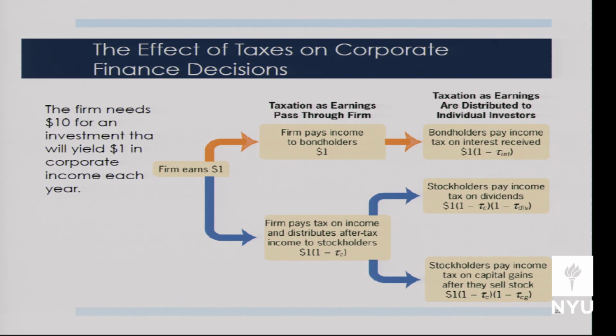What about equity? So the firm gets $1 in return from this investment. But if it was equity financed, dividends and capital gains and all that are not tax deductible for the firm. They have to pay corporate income taxes on that $1. So the firm is going to pay tau sub C, the corporate tax rate, on that $1. The corporate tax rate, let's say, is 35%. So the corporation is going to pay 35 cents of that $1 to the federal government in taxes. They have 65 cents after tax left, and they have to distribute that to their equity holders.